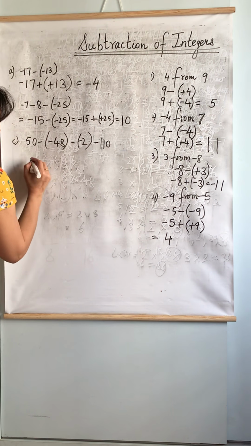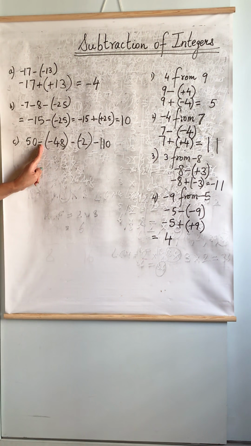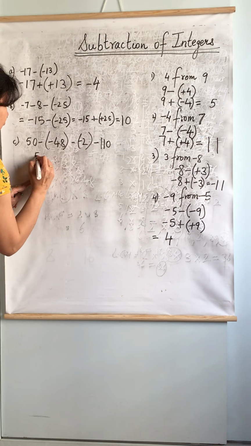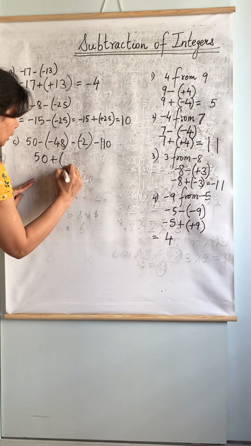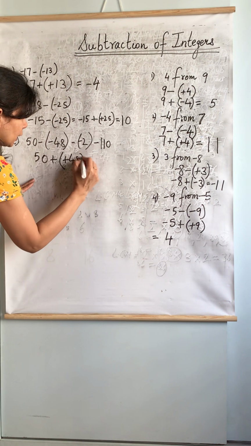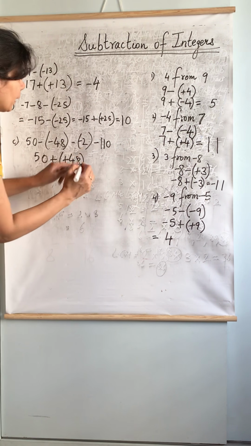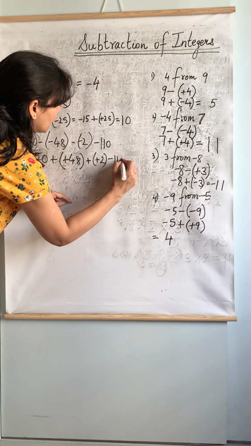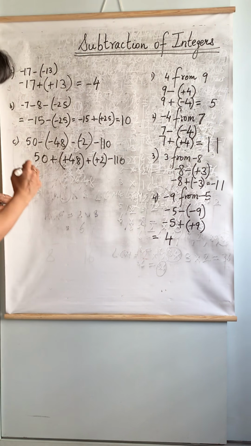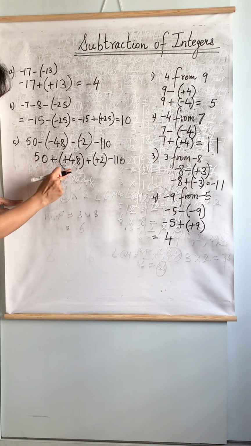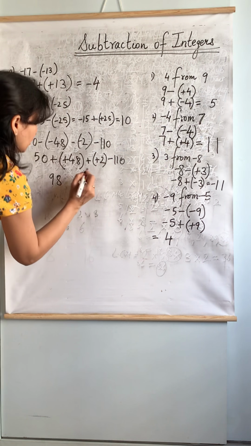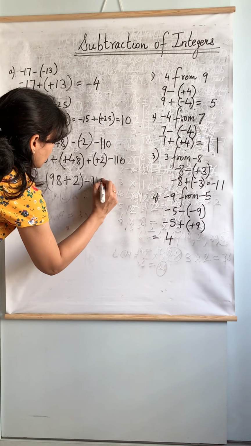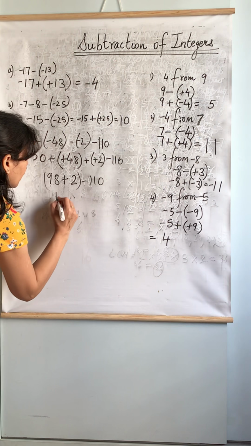Let's do this also. Okay, see, what I told you is, whenever a minus sign is there and a bracket is there, you need to change the sign. So write 50 plus, inside the bracket, plus 48. Again, minus and the bracket, so change the sign, plus 2 minus 110. Till here it is clear to you? Okay, then now you do 50 plus 48 is 98. 98 plus 2 and then minus 110. So 98 plus 2 is 100.